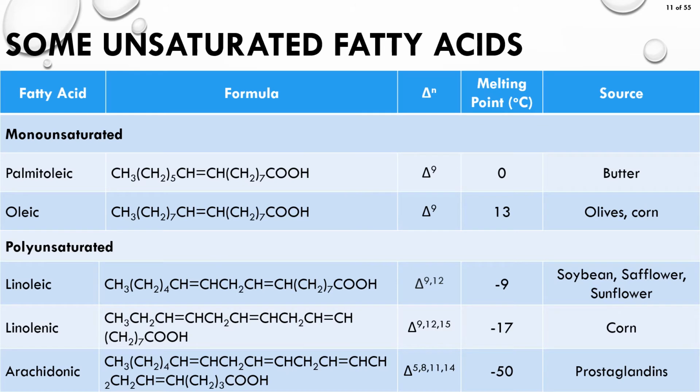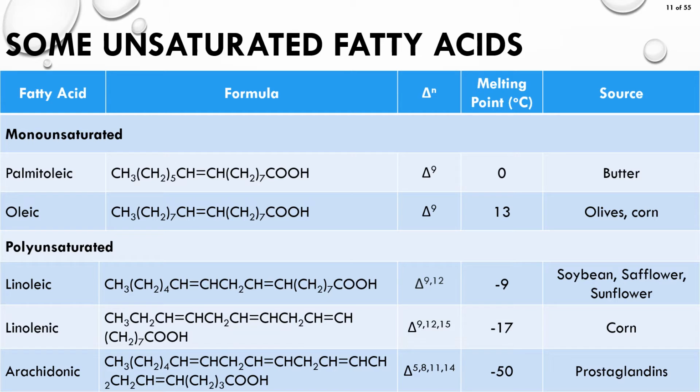Next, we look at the different unsaturated fatty acids, their corresponding formula, the location of the double bonds, the melting point, and the source of the fatty acids. The first two fatty acids are monounsaturated fatty acids. We have palmitoleic acid, which has 16 carbons and one double bond found on carbon 9. So you see the triangle there and a number in the third column. That number 9 is the location of the double bond.